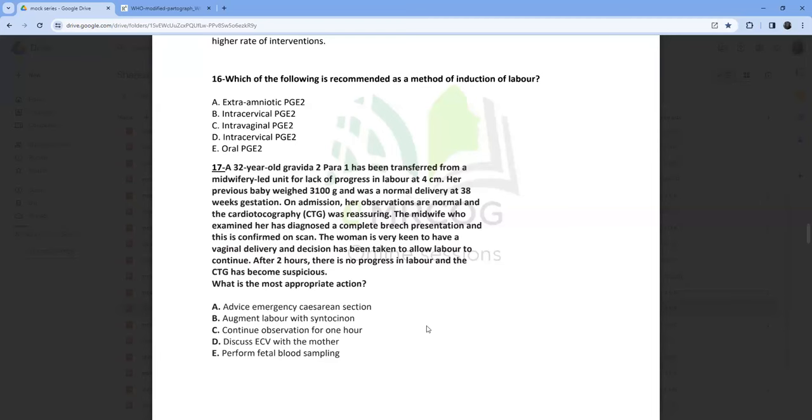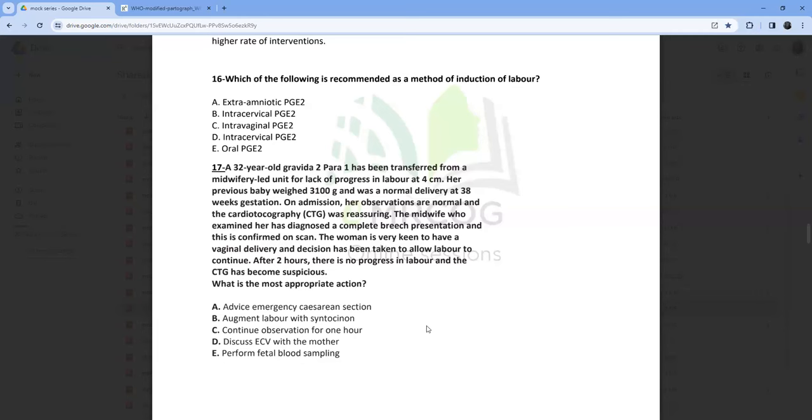A 32-year-old gravid 2 para 1 has been transferred to midwifery led care unit for lack of progress in labor at 4 cm. Her previous baby weighed 3 kg and was a normal delivery at 38 weeks. On admission, her observations were normal and CTG reassuring. The midwife examined her and diagnosed complete breech presentation, and this is confirmed on a scan. So scan is done already. The woman is very keen to have vaginal delivery, and a decision has been taken to allow labor to continue. After 2 hours, there is no progress in labor and CTG becomes suspicious. What is the most appropriate action?